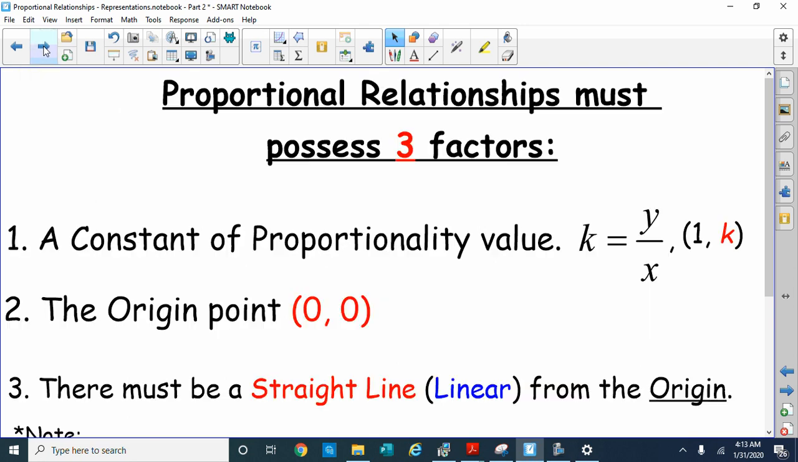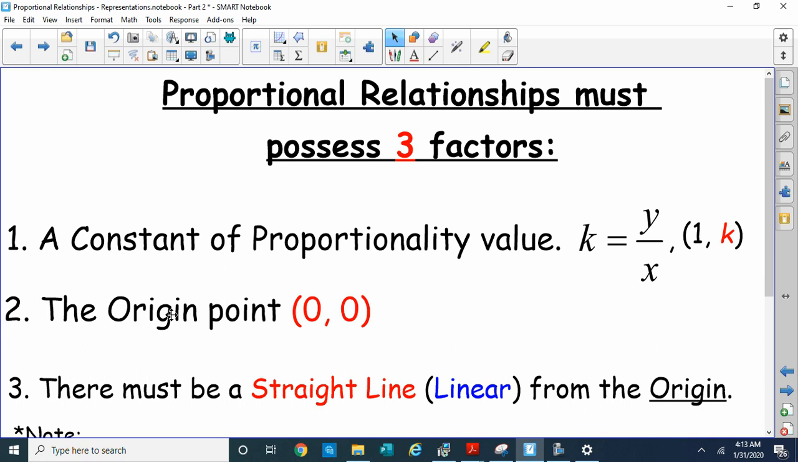So here's something you should know about proportional relationships. There are 3 facts or factors that you should know for a proportional relationship. The first thing is you must have a constant of proportionality value in order for it to be a proportional relationship. Remember the formula. If you haven't seen it, check out my other video. K is equal to y over x, and that point is also one coordinate, k, where k is the constant of proportionality if you're looking at a graph.